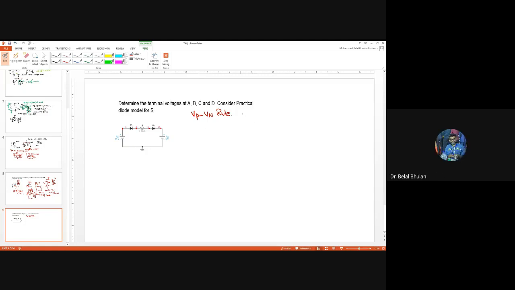And there are two diodes. And if there are two diodes, so Vp minus Vn must be greater than 1.4 to be on, less than 1.4 off, and equal to 1.4 transition state.